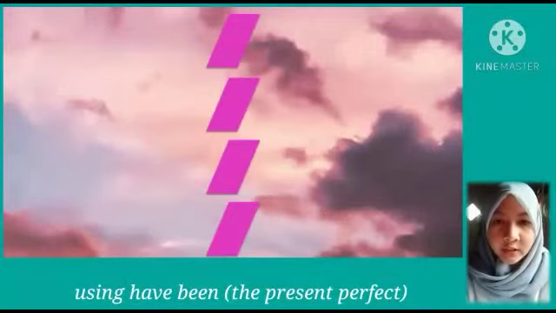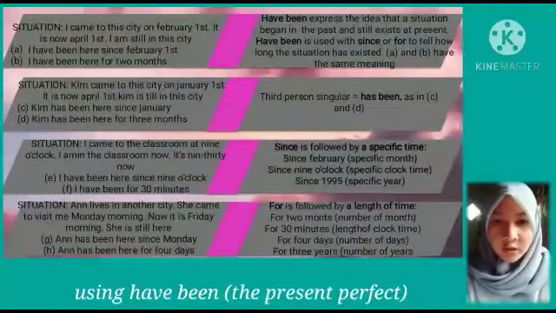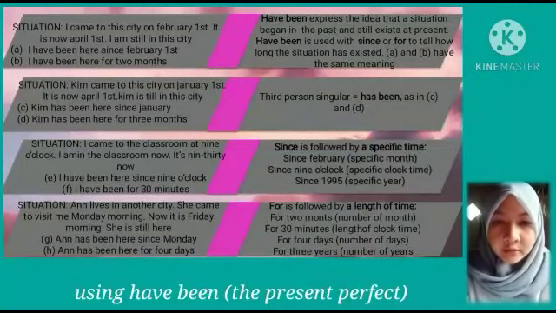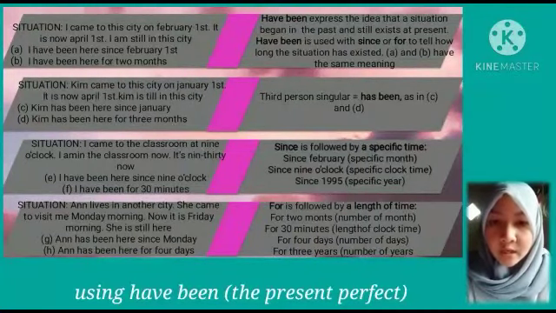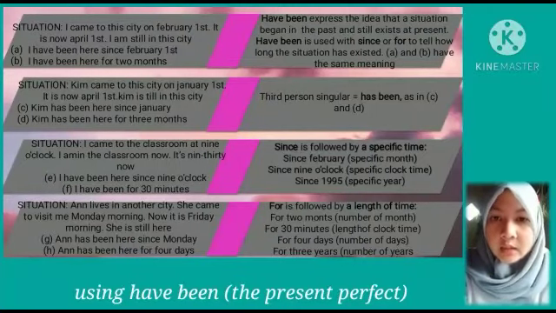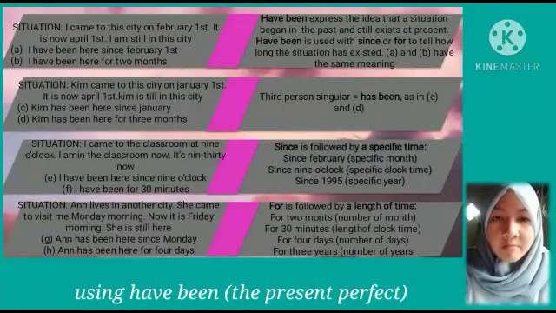Thirdly, using have been, or the present perfect situation. I came to this city on February the 1st. It is now April the 1st. I'm still in this city. A. I have been here since February the 1st. B. I have been here for 2 months. Have been expresses that a situation began in the past and still exists in the present. Have been is used with since or for to tell how long the situation has existed. A and B have the same meaning.